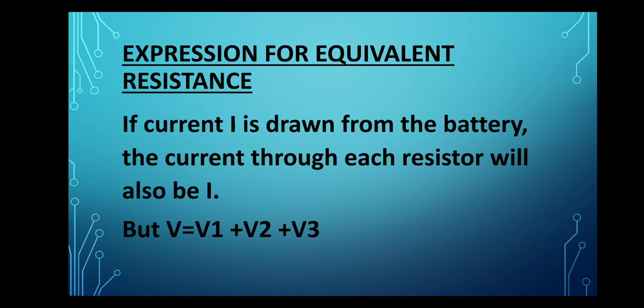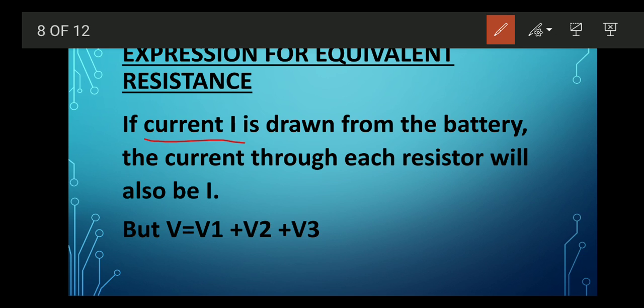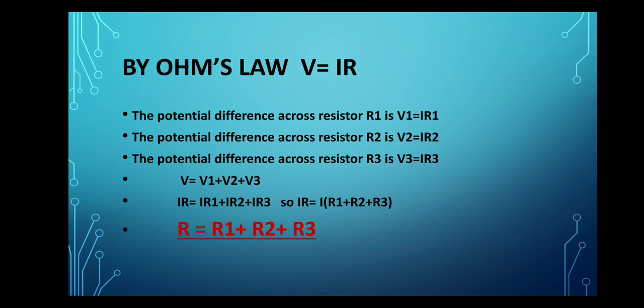Now we will discuss the expression for equivalent resistance. Suppose, children, if current I is drawn from the battery, the current through each resistor will be the same, that is equal to I, that we know. And we also know one more thing, that the potential difference across the entire circuit will be equal to the sum of the potential differences across the individual resistors, that is V1 plus V2 plus V3. Now next we have to find the expression for equivalent resistance.